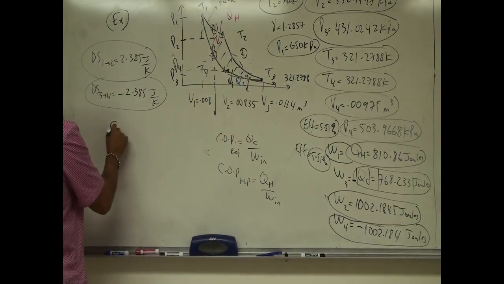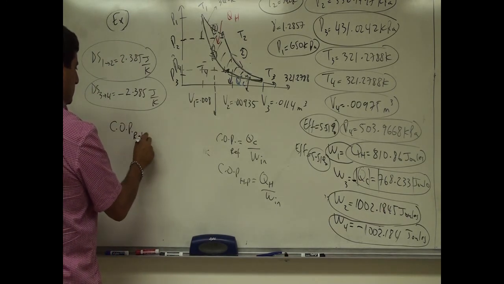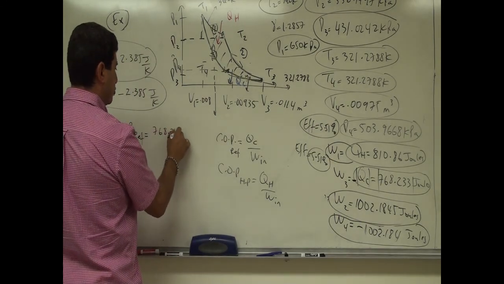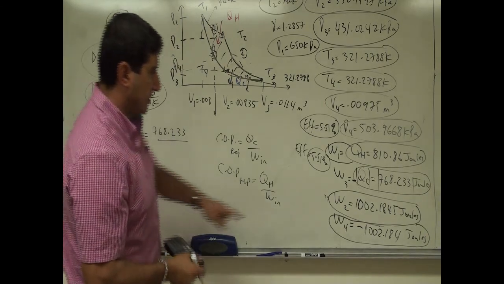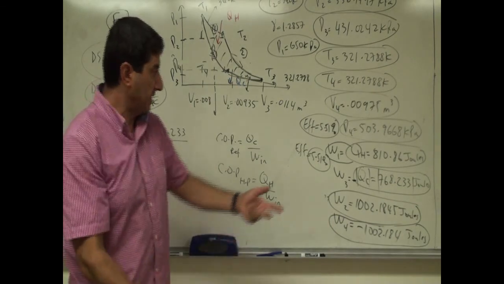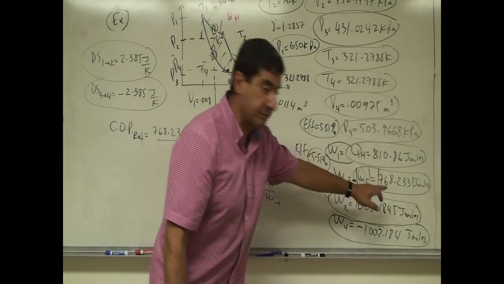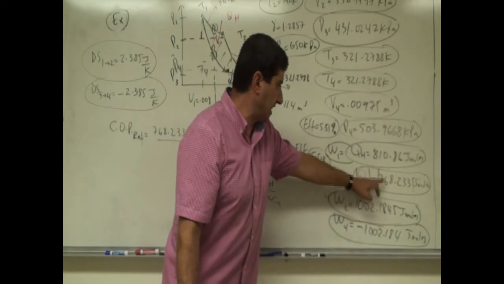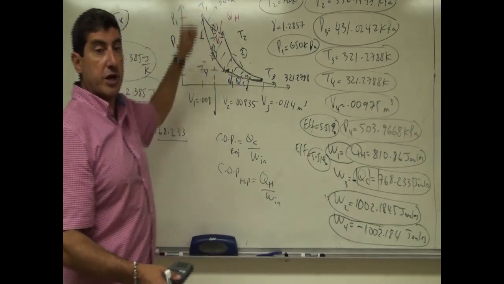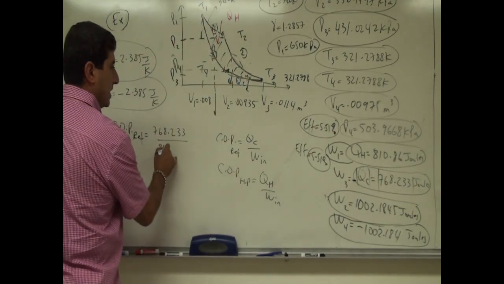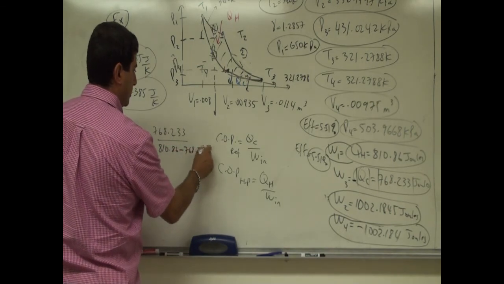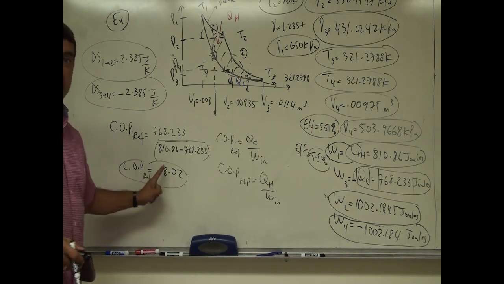So the coefficient of power run as a refrigerator is going to be, Q cold is going to be 768.233. Divide that by, right? So I'm taking this number, dividing by the total work that I had to do on the gas. So it's going to be the difference of these two. Remember, that was the work done by the gas, 810 minus 768. Now that's the work that I'm doing on the gas if I reverse the process, right? So then it's going to be 810.86 minus 768.233. Okay?